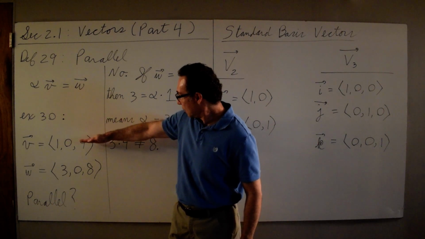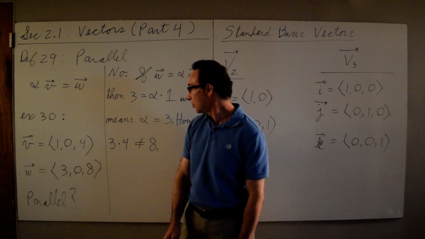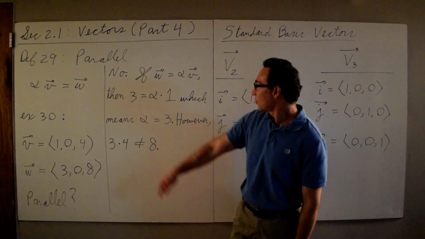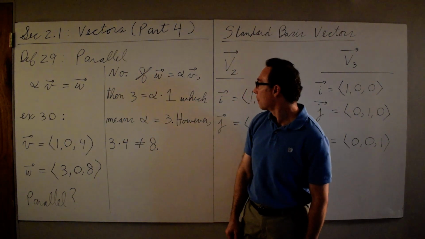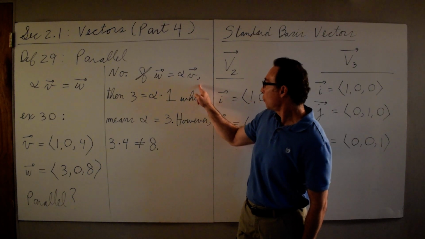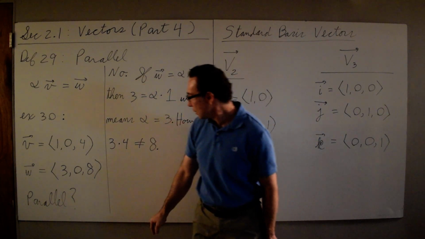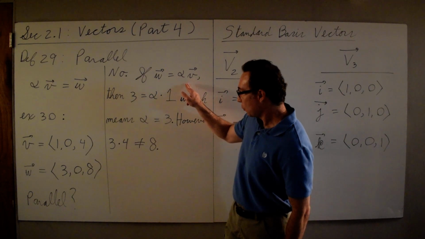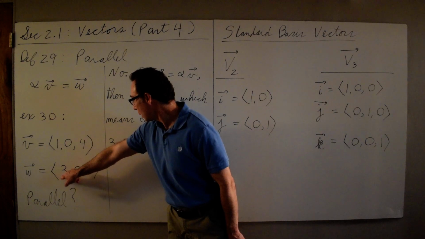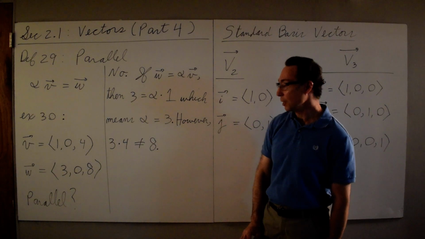Example 30 gives us two vectors and asks, are they parallel or not? So is the vector 1, 0, 4 parallel to the vector 3, 0, 8? Turns out the answer is no. Why? Well, let's suppose that they are. So if w is alpha v, then what happens? Well, 3 is alpha times 1. Because if w is alpha v, so w is alpha times v, so we look at the first component, 3 is alpha times 1. Well, if 3 is alpha times 1, that means alpha is 3.